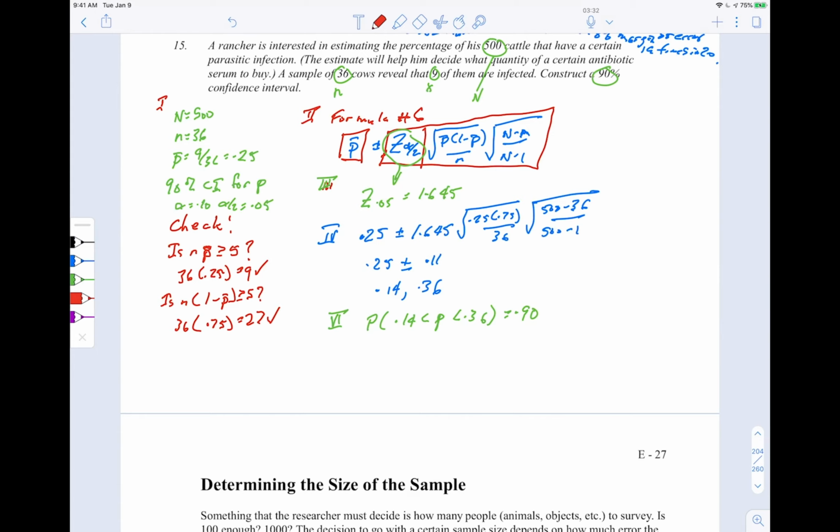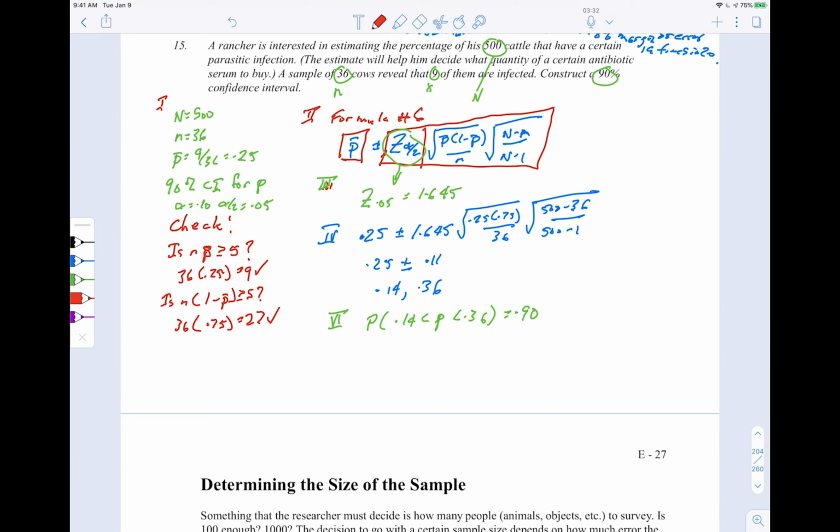The percentage, so it's going to be a confidence interval for P, the binomial P, of his 500 cattle, that's a big N, that have a certain parasitic infection. So he takes a sample of 36, which is little n, and finds that 9 of them are infected. So 9 out of 36 is 0.25. That's your P bar. And we're looking for a 90% confidence interval for P.